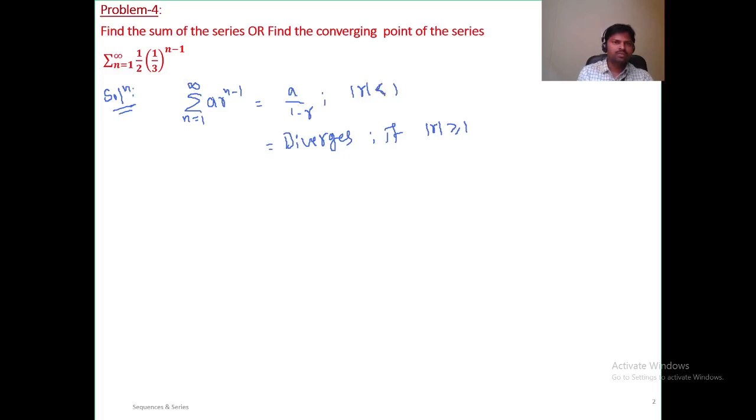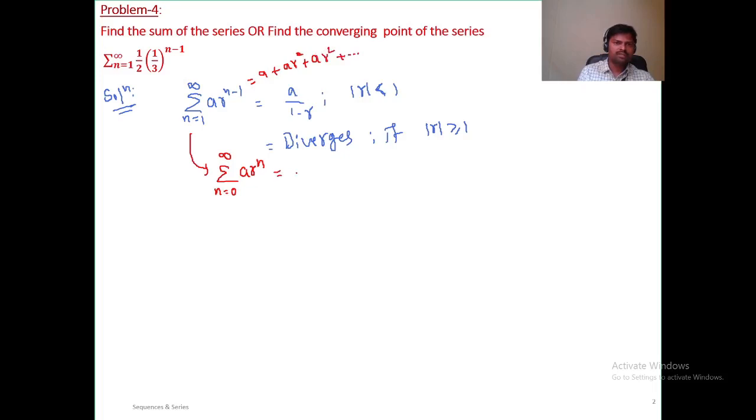Here you observe n is running from 1 to infinity. You can write this expression like this also: you can change the series index from 0 to infinity, no problem. If n is running from 0, it is A r raised n. Previously it was n minus 1. If I substitute n equal to 1, what will I get? First term is A, second term is A r, third term is A r square, and so on. Same terms only we get here.